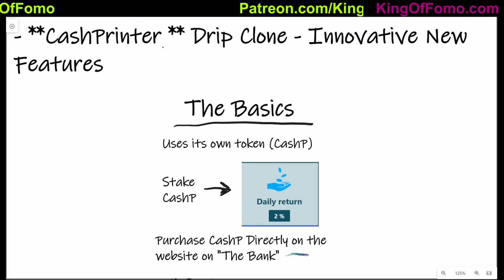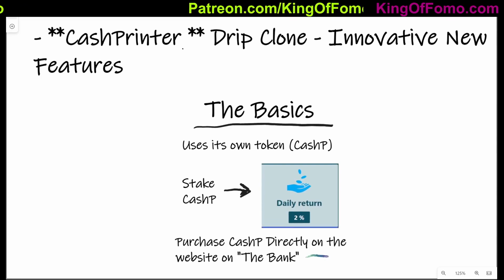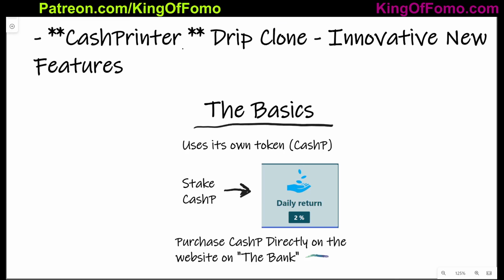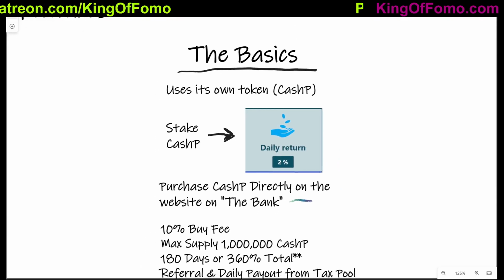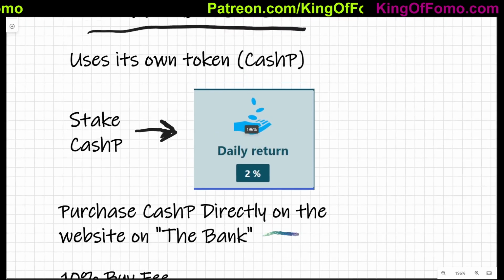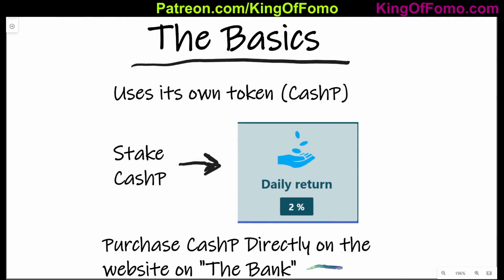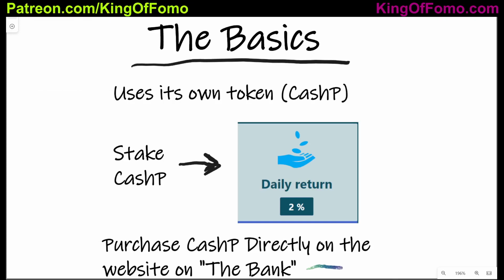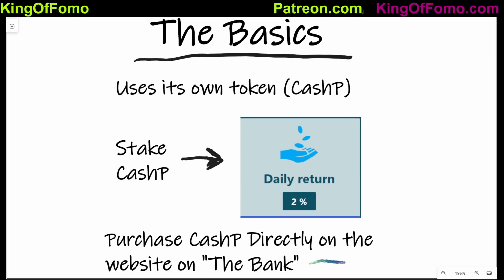So some of the basics for this thing, first thing that you should know is that CashP is on the Phantom chain, right? So it's not on Avalanche, it's not on Ethereum, it's not on BNB, it is on Phantom. And it is the first drip clone on the Phantom chain. It uses its own token called CashP, and what you're going to do with that CashP token is you can stake CashP to get a daily return of 2% daily. Now that's not 2% daily forever, and then the token price goes down to zero in a couple days. But we'll talk about why this thing is sustainable if you guys are unfamiliar about how drip clones work.